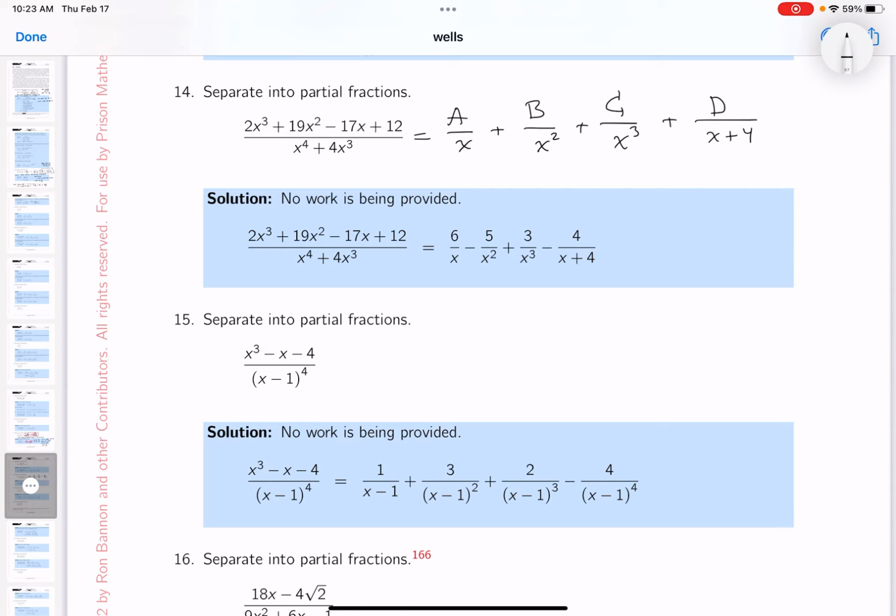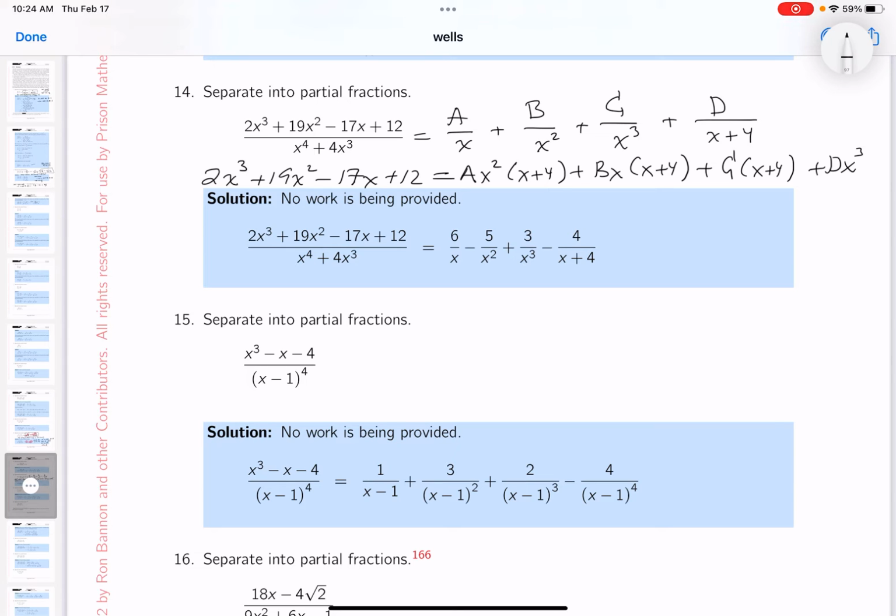What do I do? Multiply both sides by the LCD. Put this down, you're going to get x cubed plus 19x squared minus 17x plus 12 equals, well, let's be careful here because this is going to be the tough part. Ax squared times (x plus 4) plus bx(x plus 4) plus c(x plus 4) plus dx cubed.